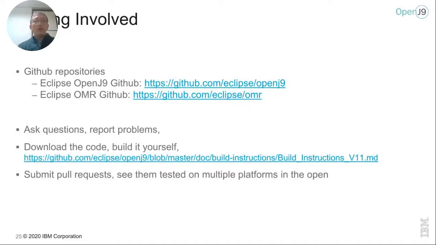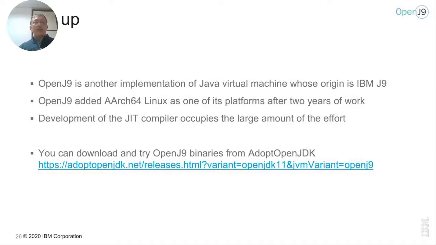So this is the last page, to summarize: OpenJ9 is another implementation of Java Virtual Machine that was originally in the IBM Java SDK. And I and the team added AArch64 Linux to supported platforms of OpenJ9 after 2 years of work. And the main component that took time was the JIT compiler, as I explained in this session. And again, you can download and try OpenJ9 by downloading from Adopt OpenJDK.